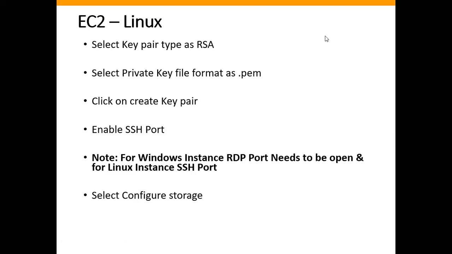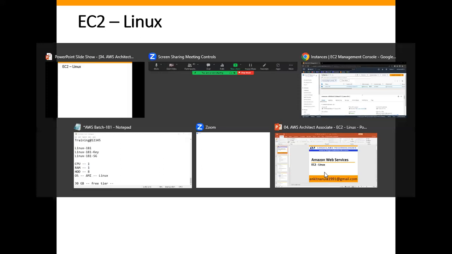Here, after that, we have enabled the SSH port. And here I've given the note that for Windows, the RDP port needs to be enabled, and for Linux, the SSH port. And then we have launched our EC2 machine. Does anyone have any questions? Whatever we have done till now, please let me know.